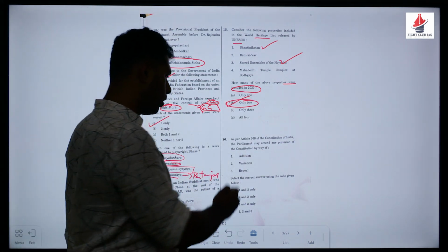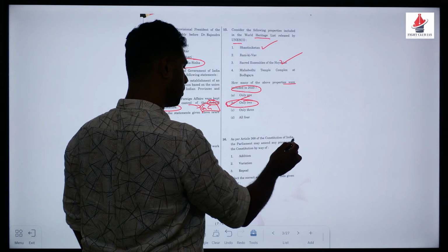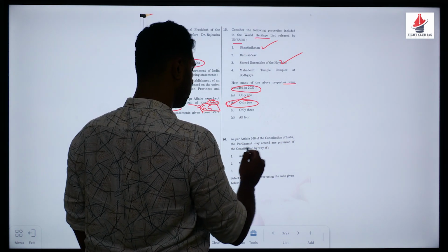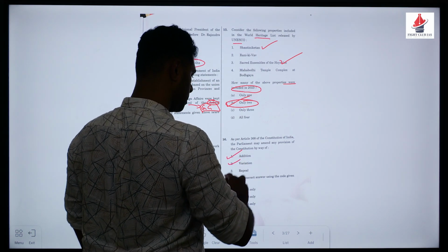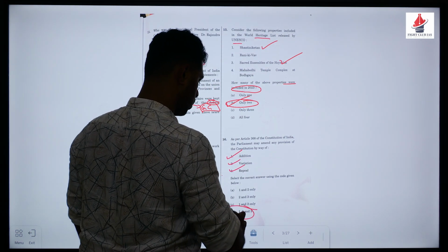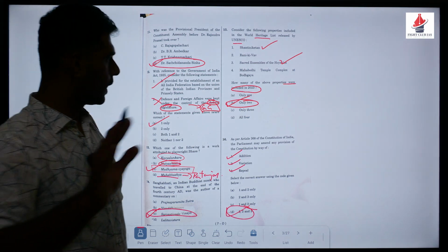Clear? Moving on, 16th one, as per Article 368 of the Constitution of India, the Parliament may amend any provision of the Constitution by way of addition, yes, variation, yes, repeal, yes. So the answer is 1, 2 and 3. Clear?